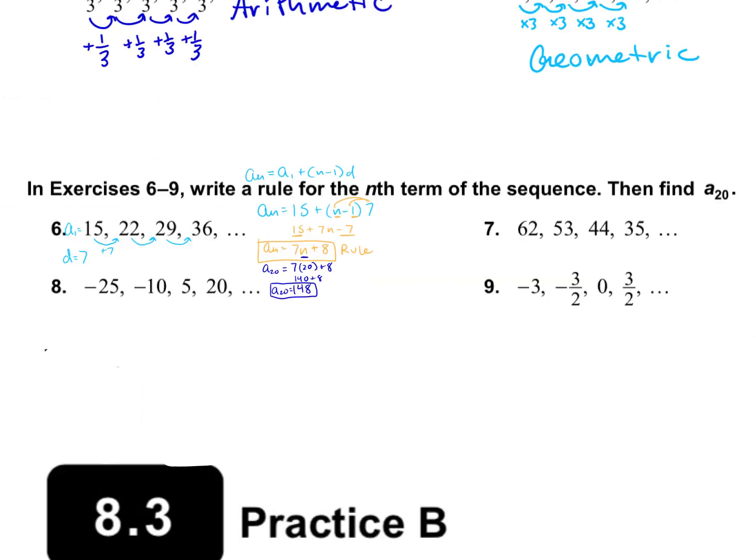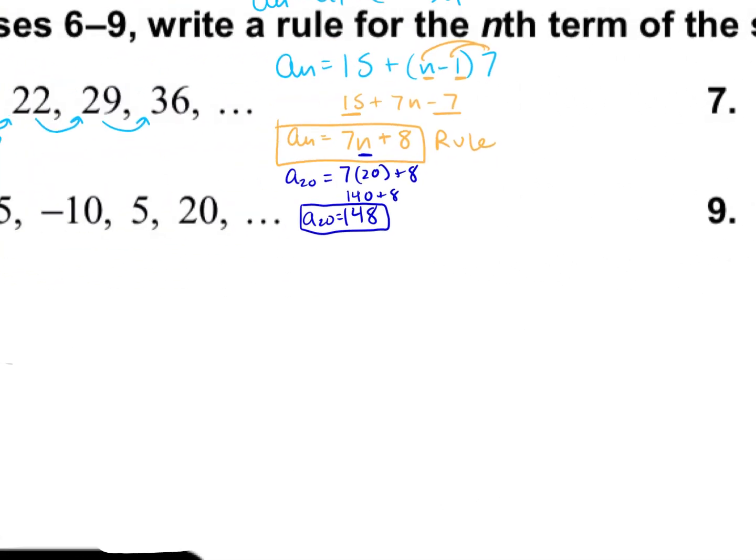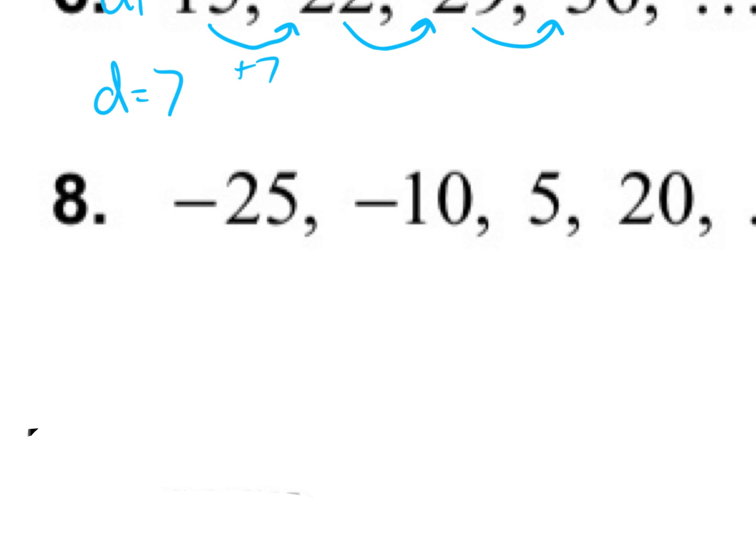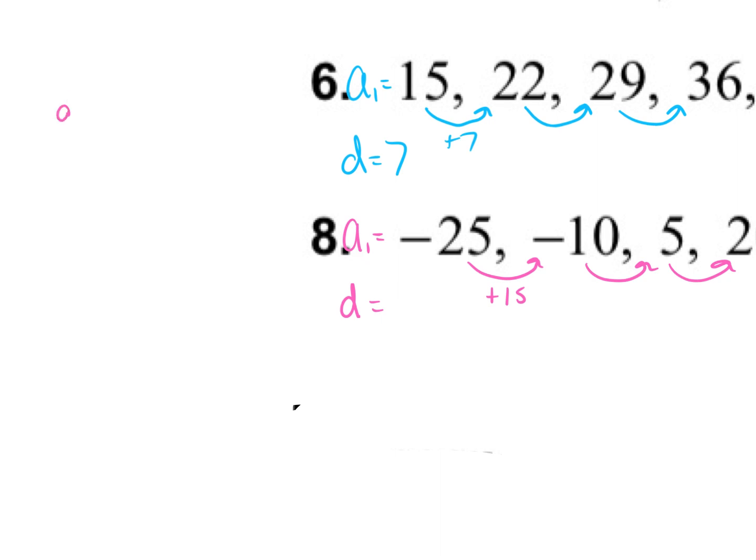All right, let's take a look at number 9. Actually, we're going to do 8 and 9. So for number 8, I need to start with my first term. What's my first term? Negative 25. And then I need to know my common difference. What am I adding or subtracting to get from one number to the next? 15. If you don't see that right off the bat, remember to find the common difference, you can always do the second term minus the first one. When you get negative numbers or fractions, it's a little bit harder to see.